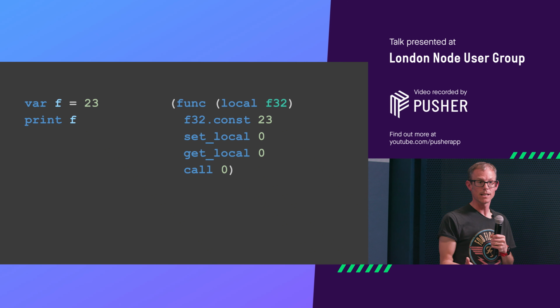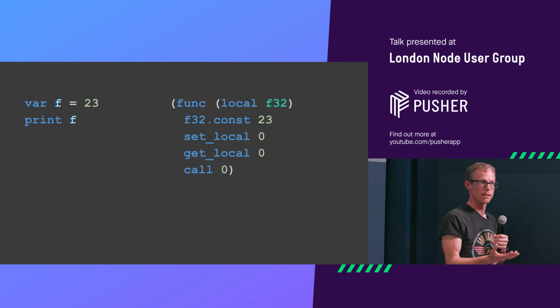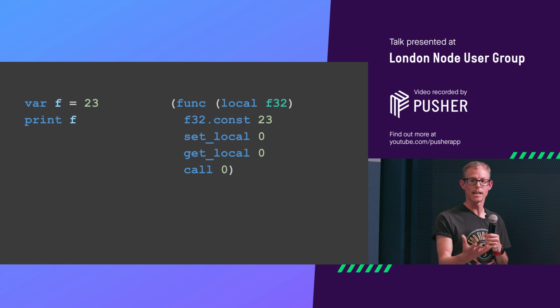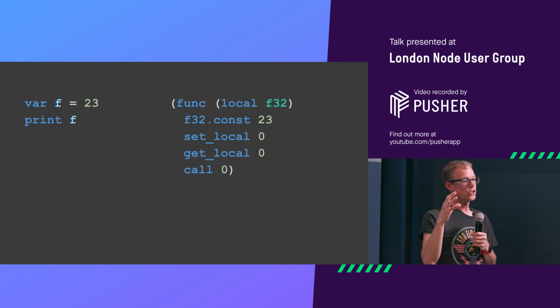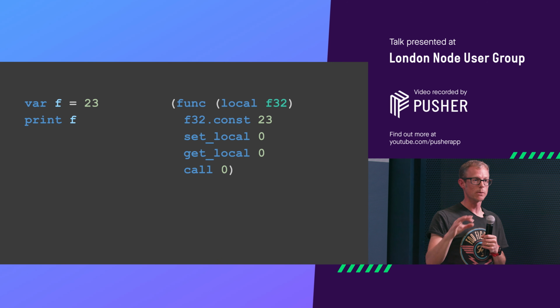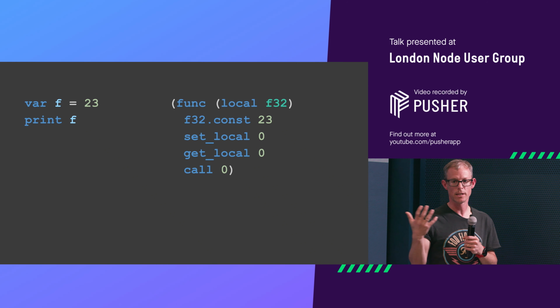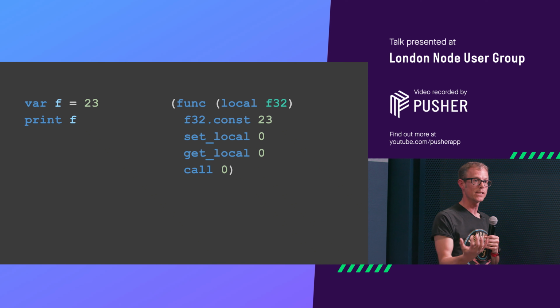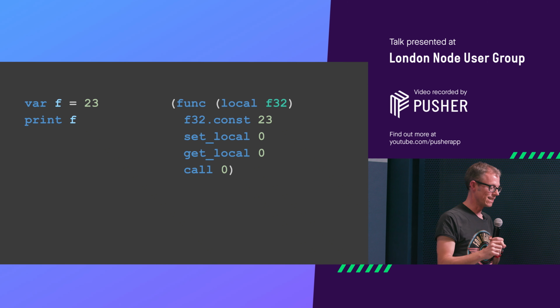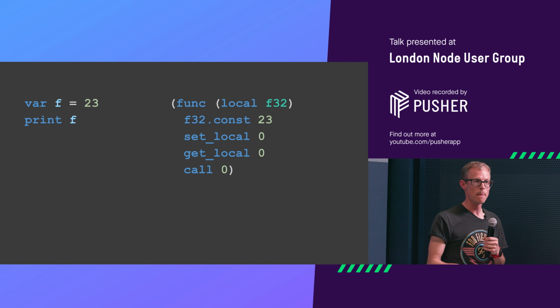So WebAssembly has locals. They're not named as they are in many languages. They're index-based, but it has local variables. So changing the emitter to support this is really quite simple. In my compiler, or the emitter part of my compiler, I just have a symbols table where I basically say F is at index 0, G is at index 1, and I replace them as I encounter them in the AST.